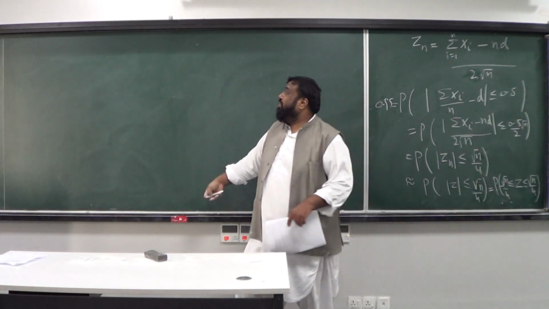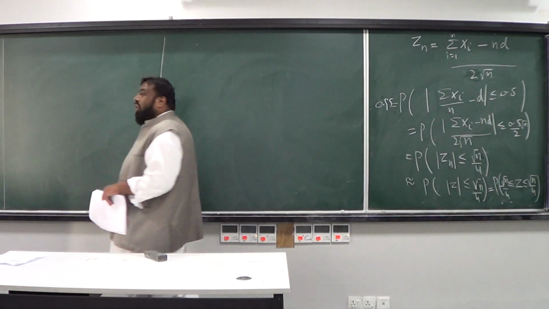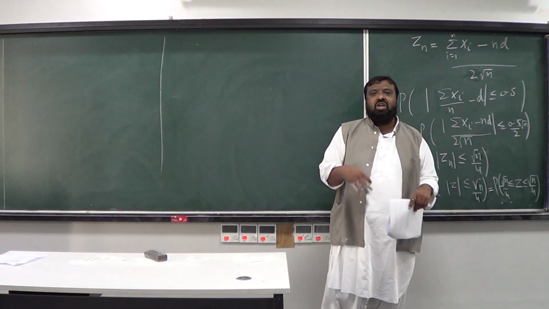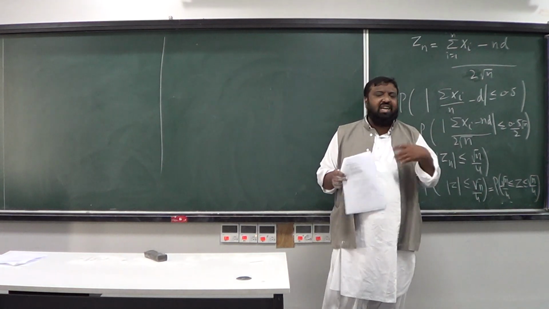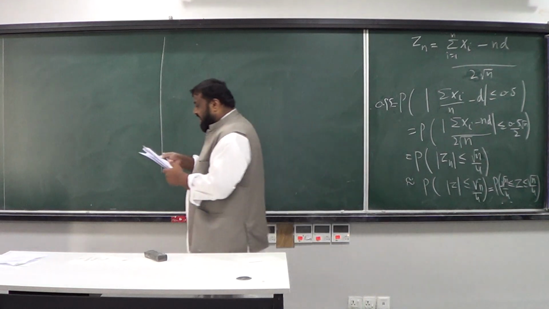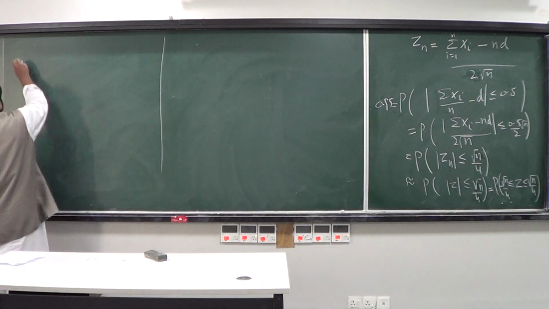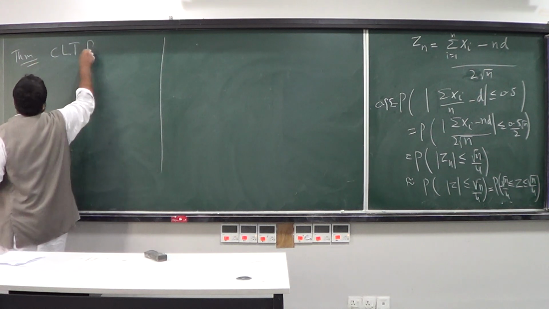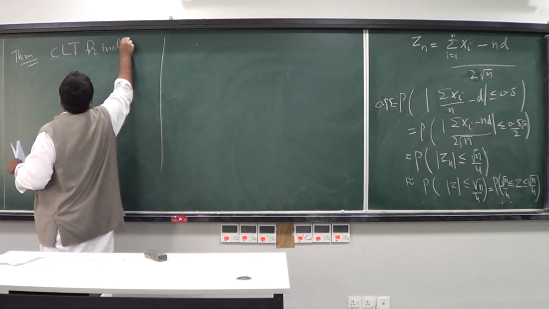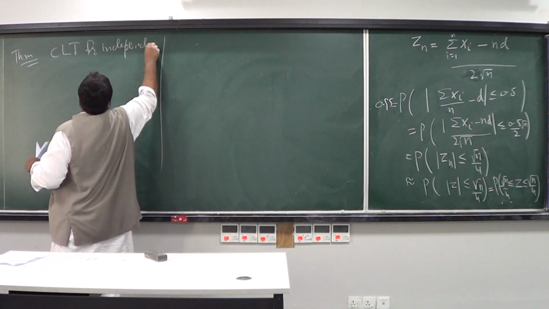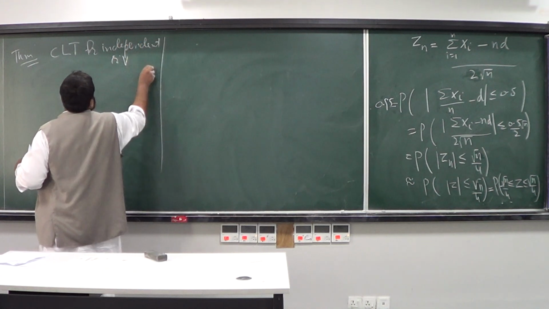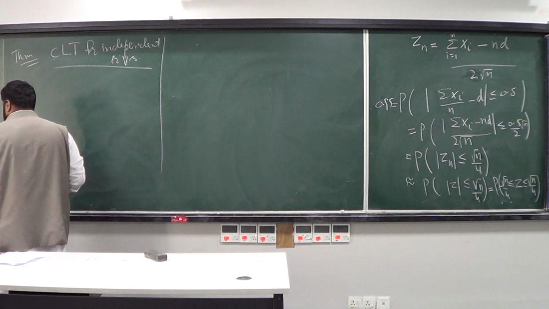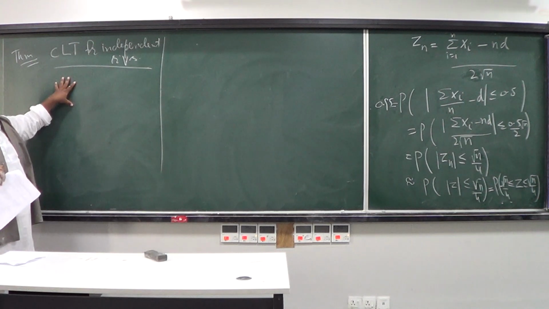This version of the central limit theorem says that you only need independence. Your random variables need not be identically distributed. They can have any distribution they like. So this is the CLT for independent random variables. The previous one was for the IID case. So this is more general than the previous one.